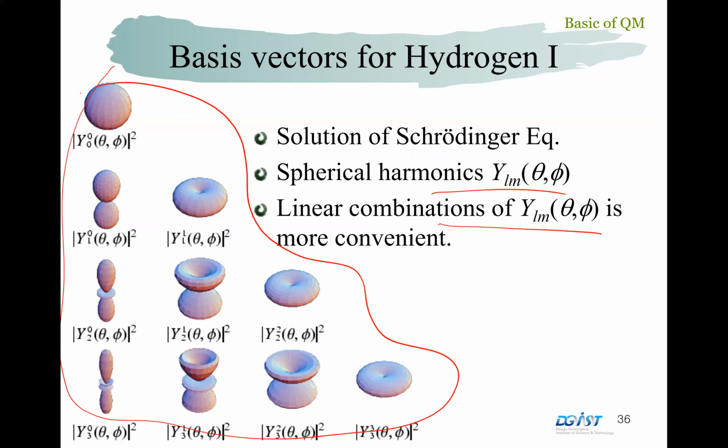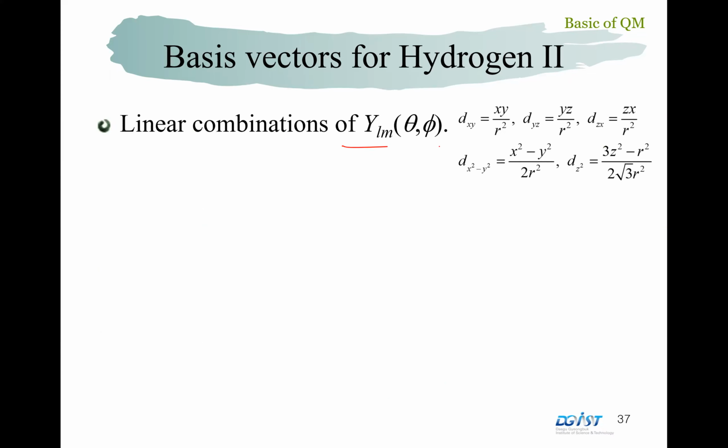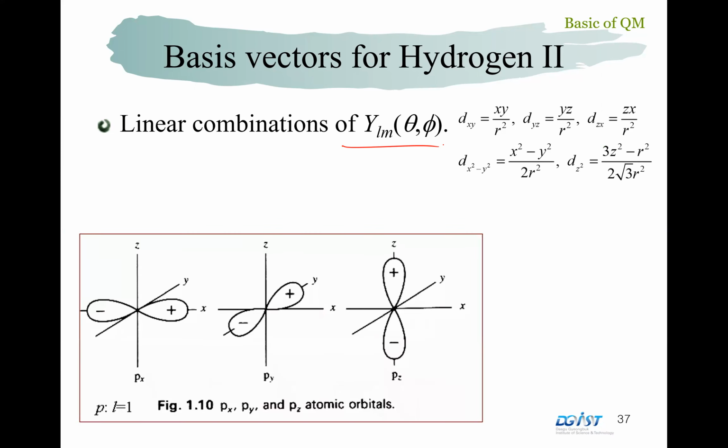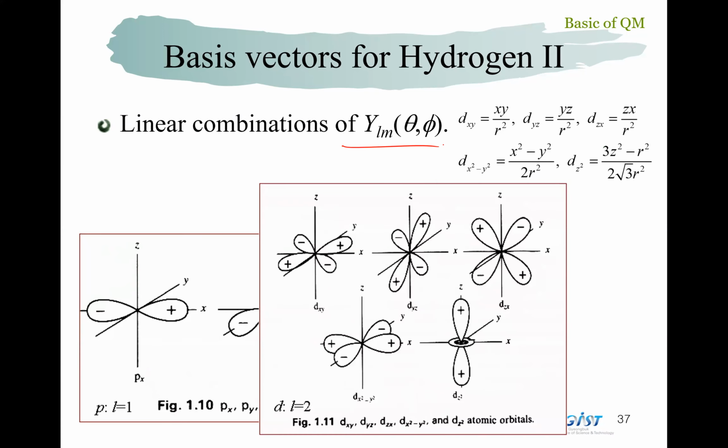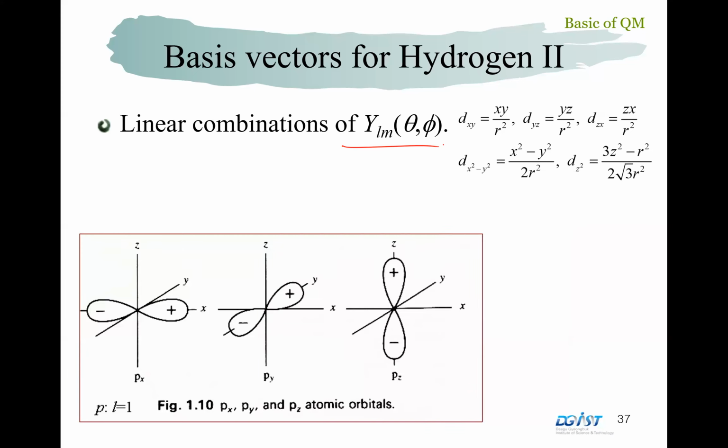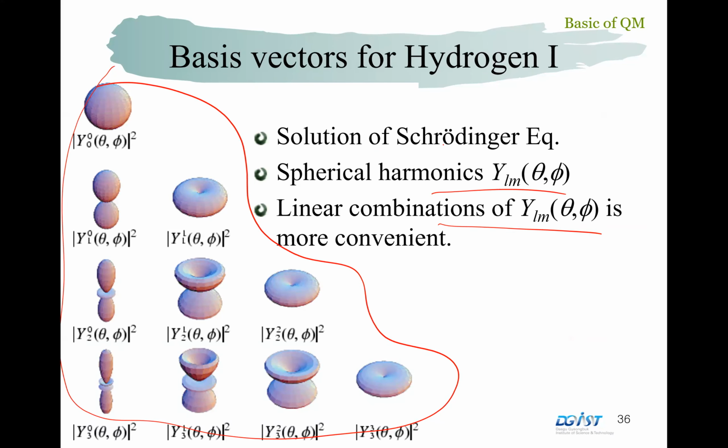For example, this is the real shape of the spherical harmonics. As you see here, Y 0,0 is the spherical shape. And 1,1 shows a kind of donut shape, and this one shows something else, I cannot say the name, but you can imagine. But instead of these, by a linear combination of these spherical harmonics, we can obtain the more familiar form of the orbital shape. The P orbital or D orbital can be obtained by a linear combination of these.